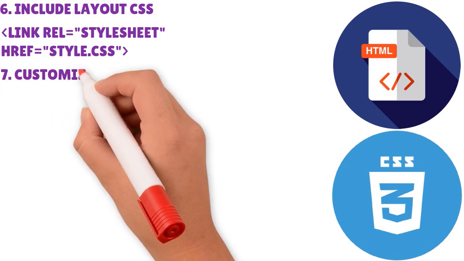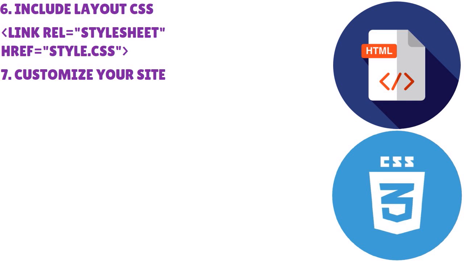Next thing you want to do here is to customize your site. So if you want to make a website with HTML, customize it. In addition to changing the layout, use CSS to customize other visual aspects of your website. For example, you can change the font family and background image.